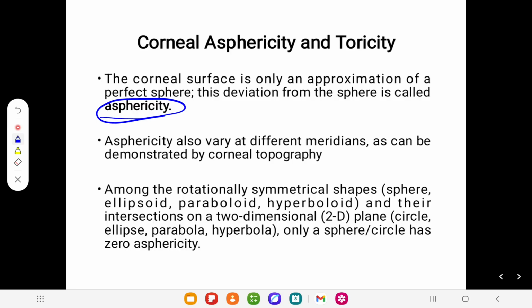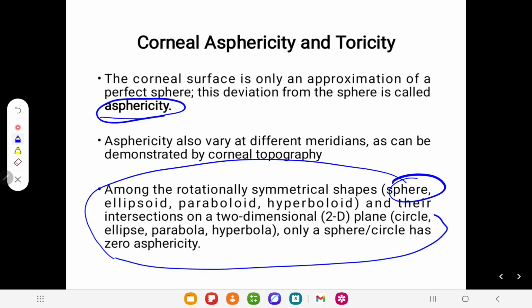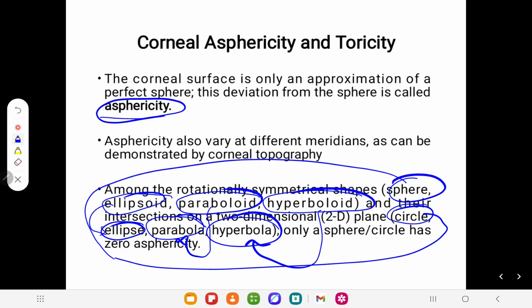See, if we call it in 3D, it's called sphere. If we call it in 2D, it's called circle. Okay, if you call ellipsoid in 3D, in 2D it's called ellipse. If you call paraboloid in 3D, in 2D you call parabola. If you call hyperboloid in 3D, in 2D you call hyperbola. It's centrally important what you call it.